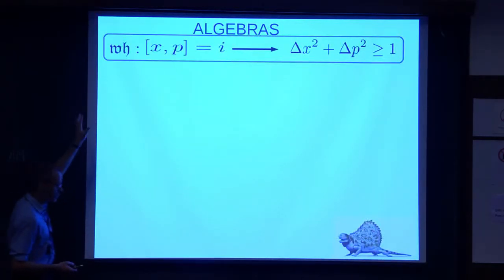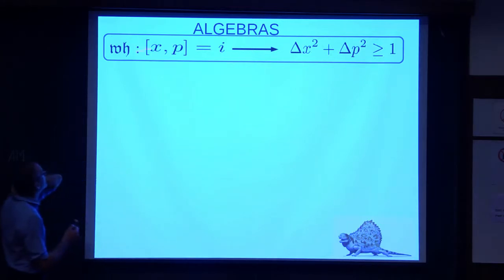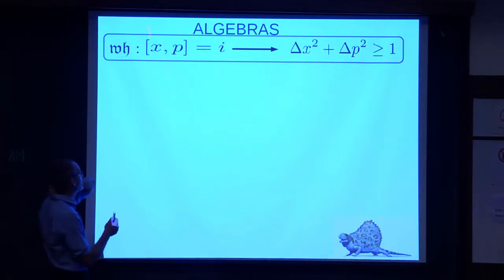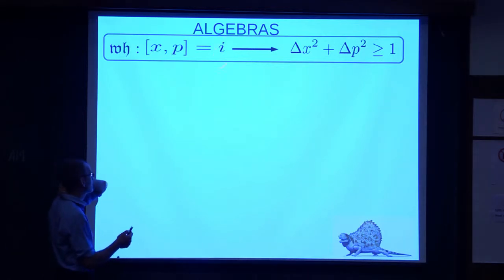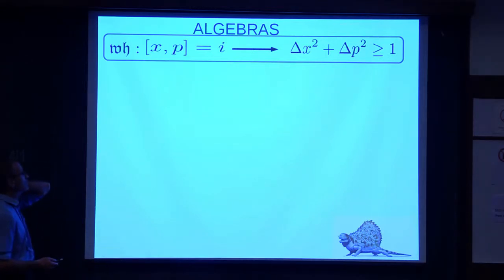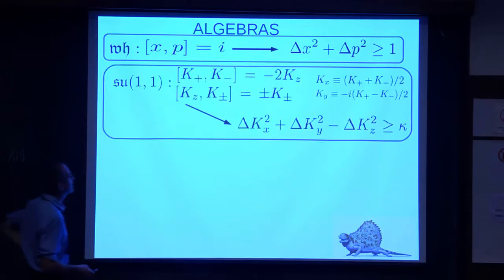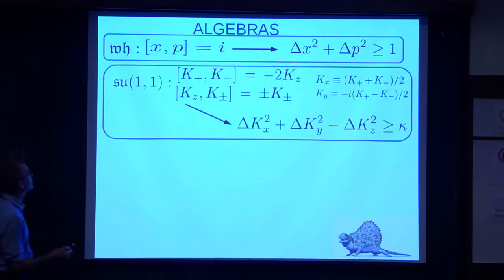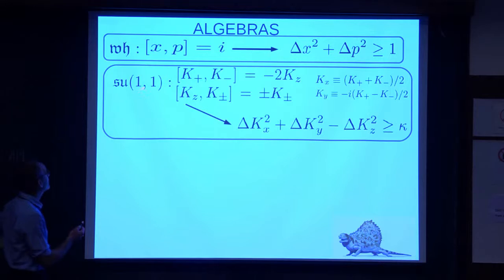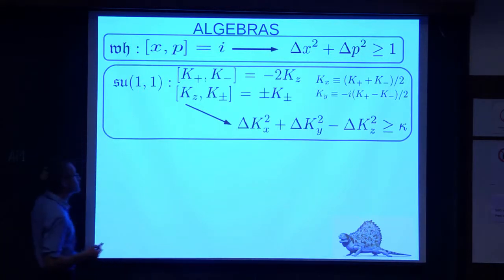So let's start from the case of the algebras, and let's look at how it works. Let's start from just a very simple case, the Weil-Heisenberg algebra, X commutator with P is equal to I, and we have an uncertainty relation of this type. This is quite trivial, actually, but that's what comes out for the Weil-Heisenberg algebra. A much less trivial algebra is the SU(1,1) case, okay?